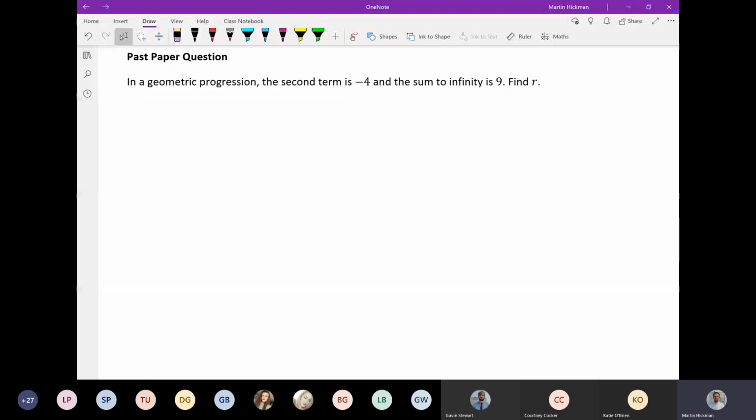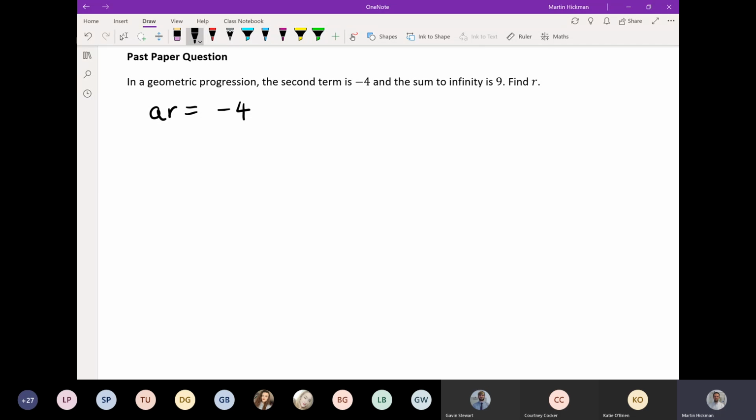Now, our first question, and quite similar to the last one, we're going to write down two pieces of information. So in a geometric progression, the second term is -4, and the sum to infinity is 9, and we're asked to find r. So similar to the last question, I've got two pieces of information here, so I can form two equations from this. The first piece of information I'm told is that the second term is -4. That means that ar is going to equal -4.